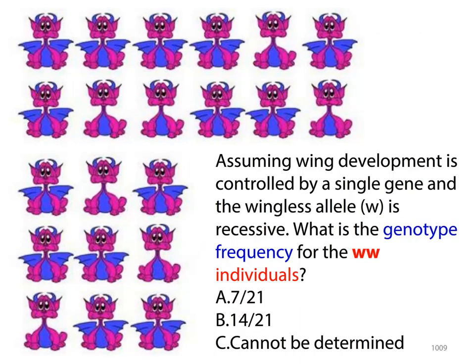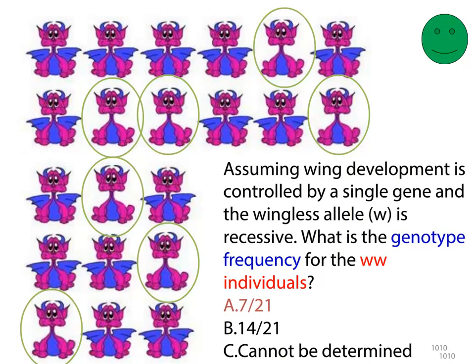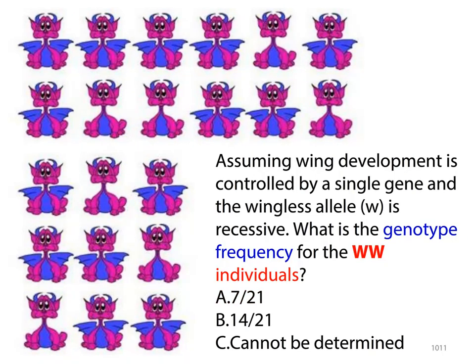Okay, everyone, it's time for us to actually apply this. So what I want you to do is assume wing development is controlled by a single gene, and the wingless allele is recessive. So the question is, what is the genotype frequency for the little w individuals? Look at the population you've been given above and address the question. By the way, it's not C. So again, the question is asking what's the genotypic frequency of the wingless individuals, and hopefully you counted 1, 2, 3, 4, 5, 6, 7. We have 7, and we divide by the total number, which is 21, and that gives us 7 divided by 21.